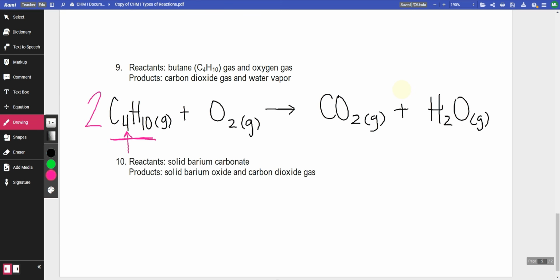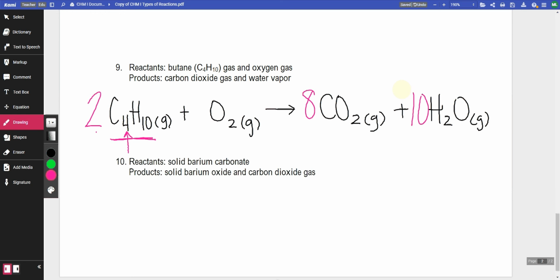Now, I didn't really leave myself space to write it all out, so I'm going to just say it out loud. Okay? But by putting the 2 in front, we now have a total of 8 carbons. So I have to put an 8 in front of CO2. Don't worry about those oxygens right now. Let's just go back to H. So then with the 2 in front, we now have a total of 20 hydrogens. So I have 2 to begin with, so I have to put a 10 in front of the H2O.